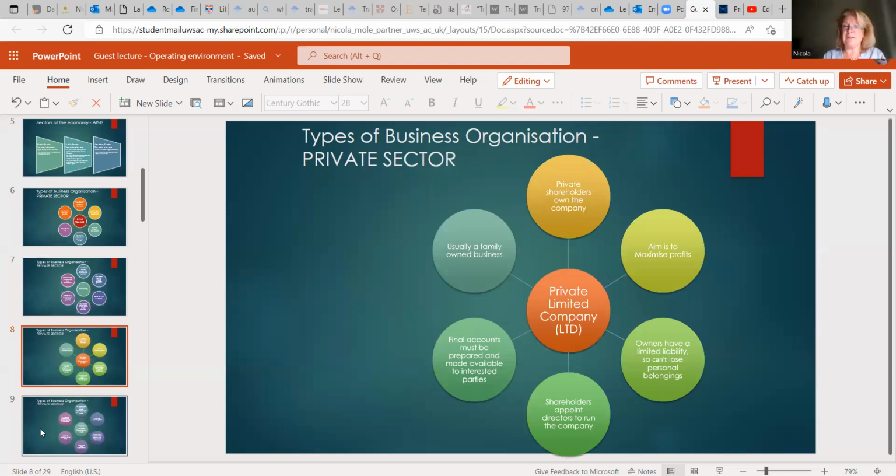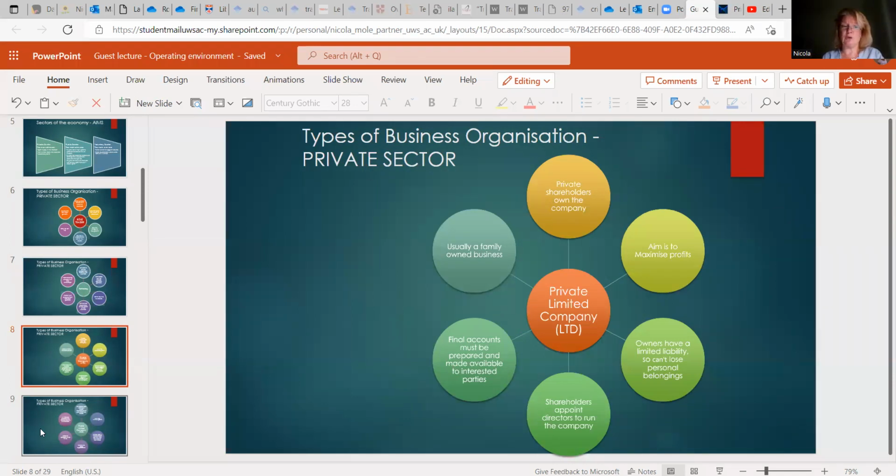Next, private limited companies. You have private shareholders who own the company, and there are a lot of restrictions on those private shareholders and who they are. The aim, like any other business, is to maximise profits, and the owners have limited liability, so they can't lose their personal belongings.